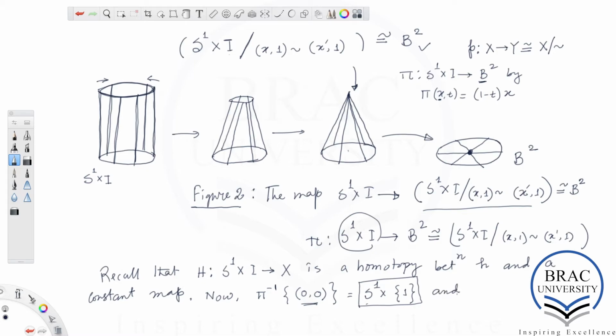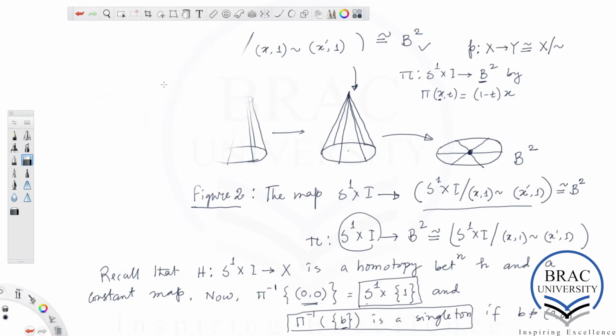And the inverse image of the singleton B is a singleton if B is not equal to (0, 0). For any other point B, it is going to be a singleton set. Okay. So why are we talking all this?